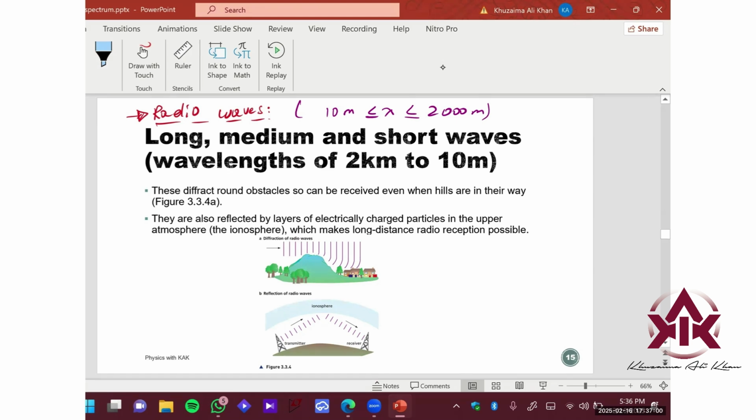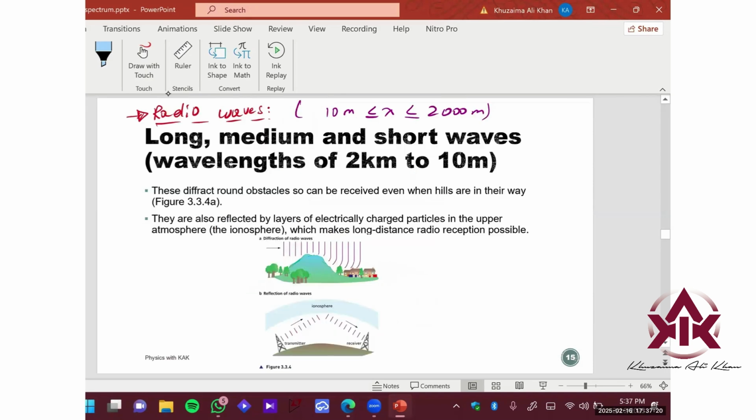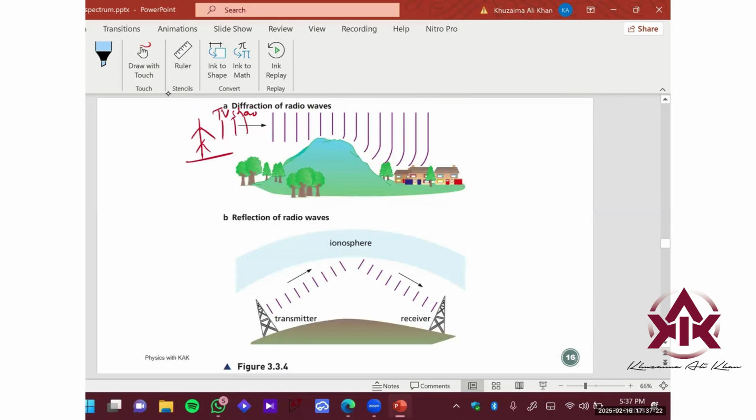So what are the properties of this sort of waves? If you see this diagram, imagine there is a station broadcasting some media, let's say a live television show. If you are using this particular range of radio waves, they might get diffracted also. Let's say they cross a sharp ending, they also get diffracted here. That's how they are able to reach our homes.